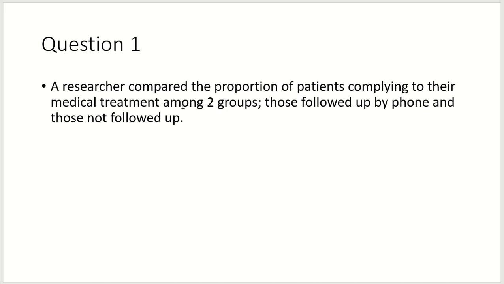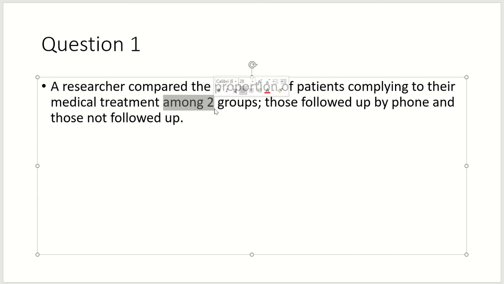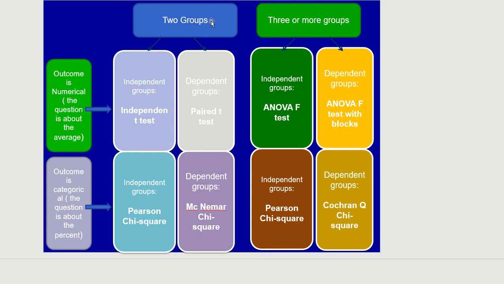So how many groups do I have? Now here it's very obvious. It's easy. The question itself says that we have two groups, those that were followed and those that were not followed. And the outcome is whether they were complying or not. So that's a categorical outcome. And there's nothing that says that there is any kind of matching between these two groups. So these are independent groups. If you go to your map, so two groups, your outcome is categorical, they're independent. You're going to use the Pearson chi-square.